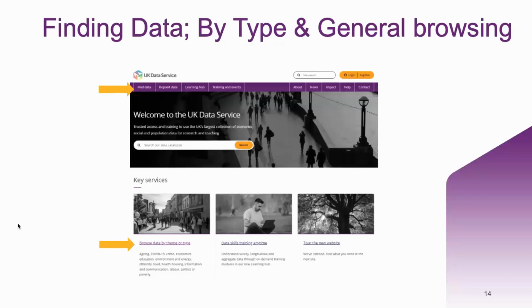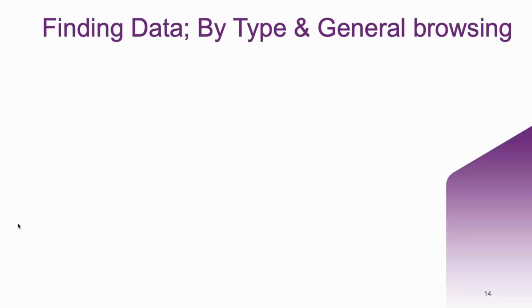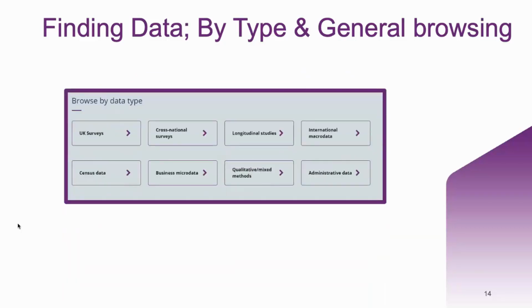So you can search by theme, but you can also search by data type and general browsing. You can again find these pages either by the Find Data tab at the top or the Browse Data by Theme or Type on the home page. Either way, you will be brought to something that looks like this.